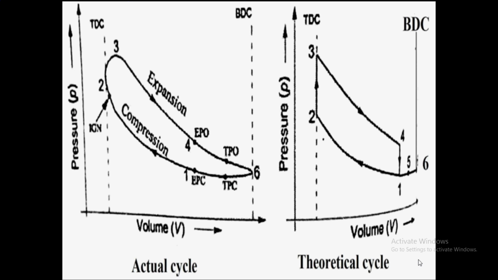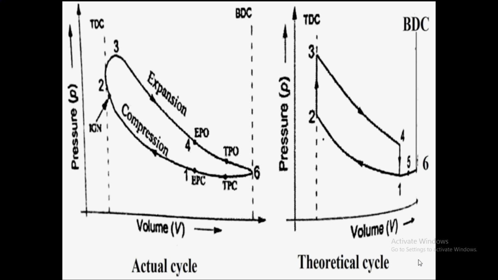So next one is the actual cycle for 2-stroke cycle in SI engine. The comparison of actual cycle and theoretical cycle for 2-stroke cycle in SI engine is shown. The suction stroke is carried out from transfer port open to transfer port close, which is TPO and TPC. During half of the suction stroke, the exhaust port is opened. Now the volume of air fuel mixture enters into the cylinder. It happens as the piston moves from TDC to BDC.